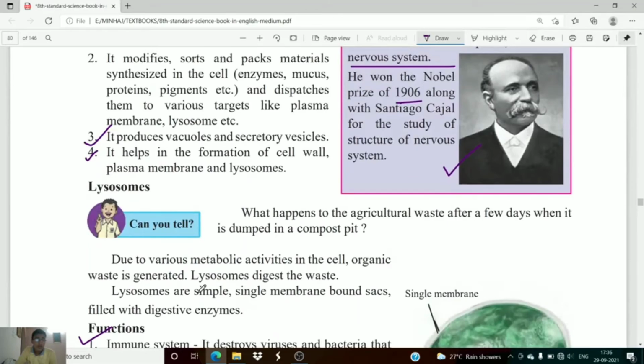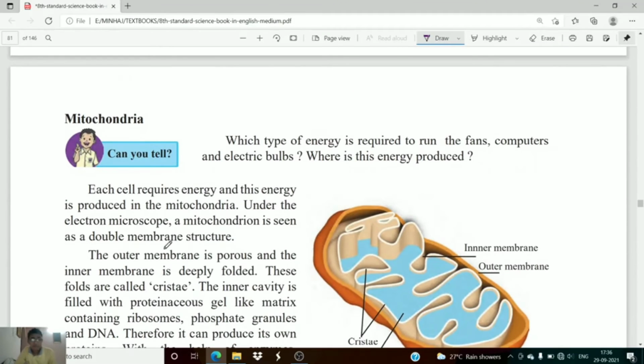Now next is mitochondria. Each cell requires energy, and this energy is produced in the mitochondria. We all know that the cell is performing work, and to perform any work we need energy. So the cell also requires energy, and the energy utilized by the cell is produced in the organelle called mitochondria, which is a very important organelle of the cell.